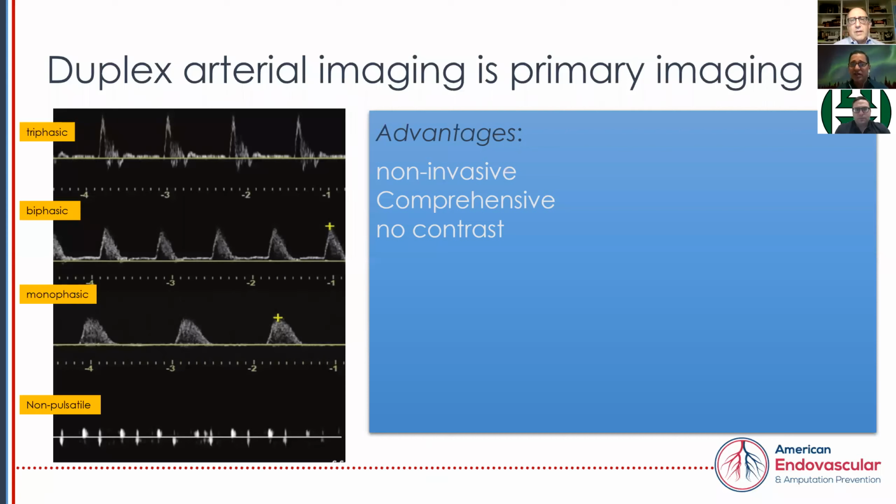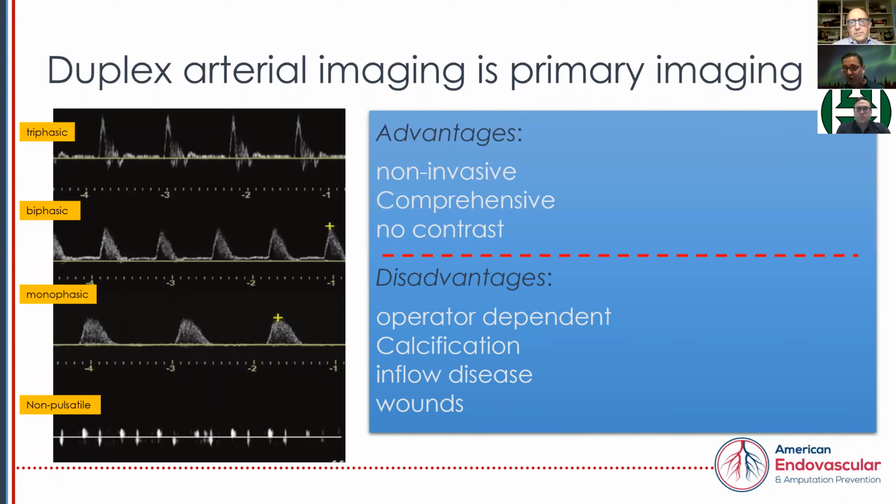So obviously, duplex arterial imaging is primary, and it's got a lot of advantages. I mean, obviously, it's non-invasive, it's comprehensive, it's relatively fast, it's done in a facility, there's no contrast, it's easily repeatable and comparable to prior studies. But it's not perfect. Like we said, it's very much operator dependent. And the main limitation is calcification.